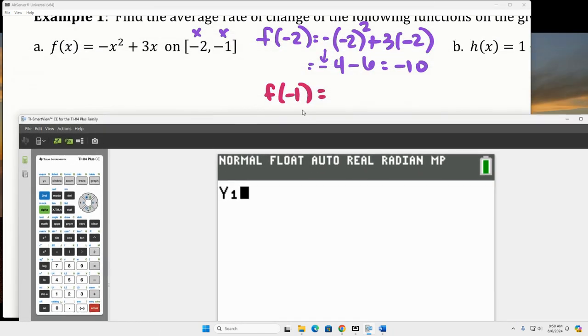And then just like this, in red says f of negative 1, we are going to do y1 of negative 1. So we're just going to put this in parentheses. Pretty much every other time in your calculator, parentheses mean multiplication. But when you do this y1 in parentheses negative 1, it means evaluate the function when x is negative 1. And so you just hit enter, and there it is.